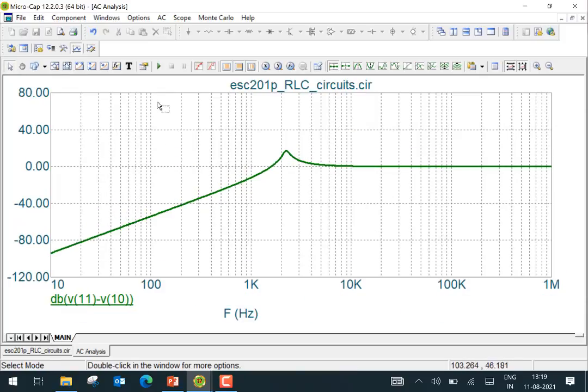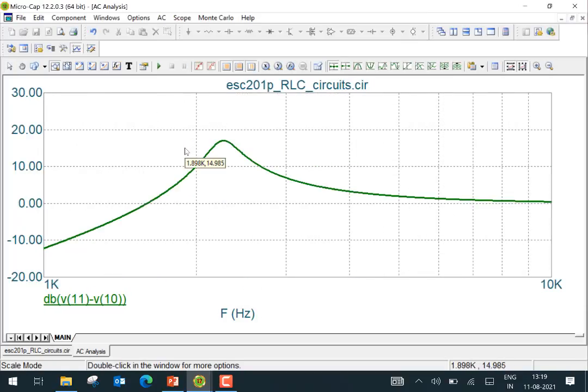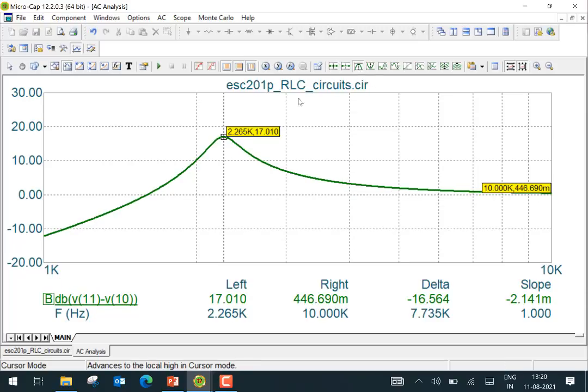To focus on this particular part, we can just simulate from, let's say, 1K to 10K, all right? So we can change this from 1K to 10K. So 10K is 1E4 and 1K is 1E3, right? So we can focus on that. Okay, so now it's better. If you want to find out where the center frequency is, just use this peak value, it will find out for you. So the center frequency is 2.265, so that's F0.